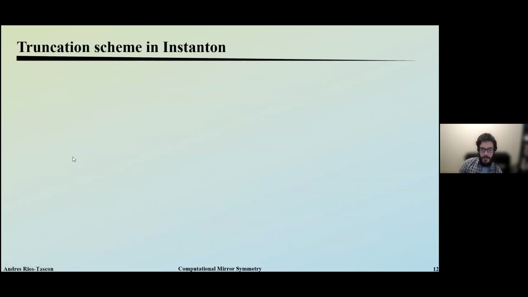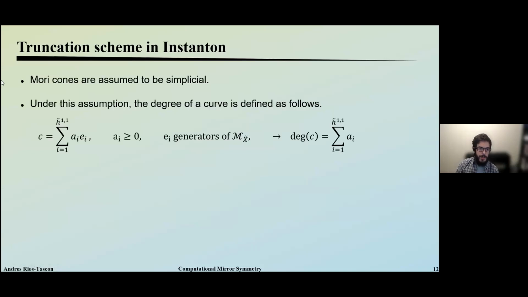So first of all, the truncation scheme in Instanton relies on the Mori cone being simplicial. The reason is that if a Mori cone is simplicial, you can write a curve as a sum of the extremal generators, which we can just assume to be the generators of the first orthant. Under this assumption, we can define the degree of a curve to be just the sum of the coefficients.